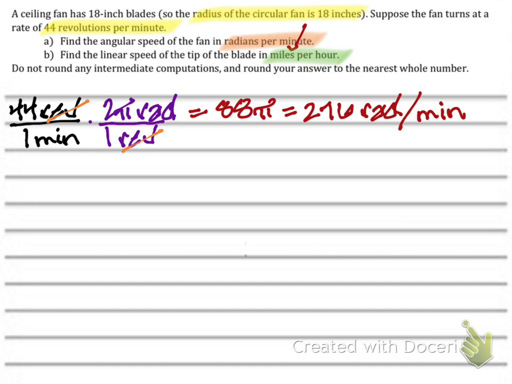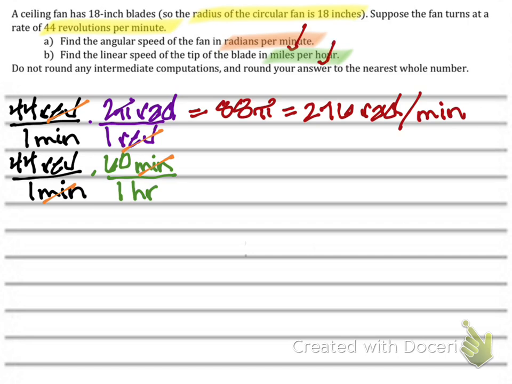Next, I want miles per hour. So we're going to start with revolutions per minute. As usual, I'm going to go ahead and handle the time, 60 minutes in an hour. So my minutes will cancel and I have hours. Now I have to get to miles. So we've got to introduce the circumference, right? So 2 pi times the 18, which is the radius, inches in 1 revolution. The circumference in 1 revolution.